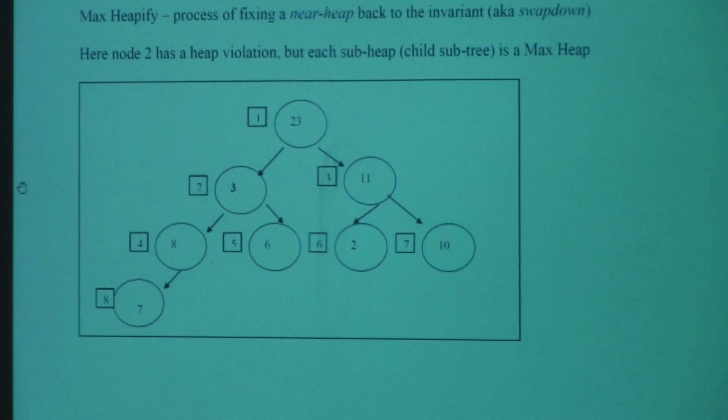So we're going to talk about a process called max heapify, because it's very nice to look at a heap when the heap is already built. And that's kind of what I showed you right away. I showed you a tree with 8 nodes, and it was a max heap. But what if it wasn't a max heap? How would we create a max heap? What is the process of that? To do that, we're going to talk about something called max heapify, the process of fixing a near heap back into the invariant.